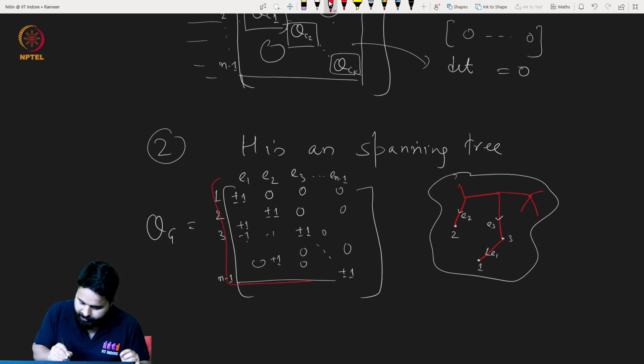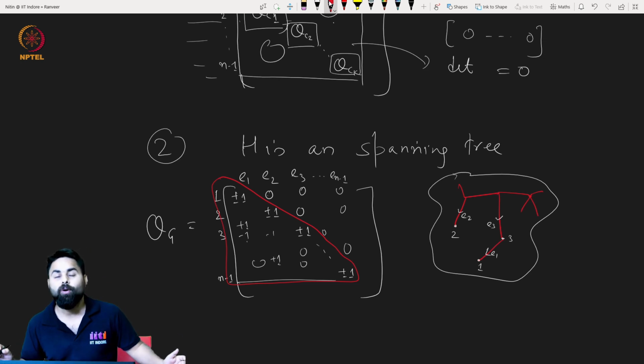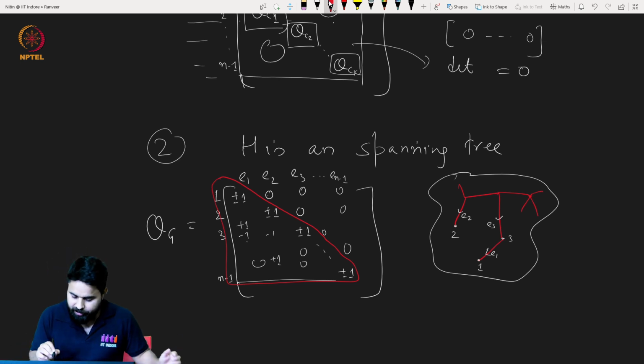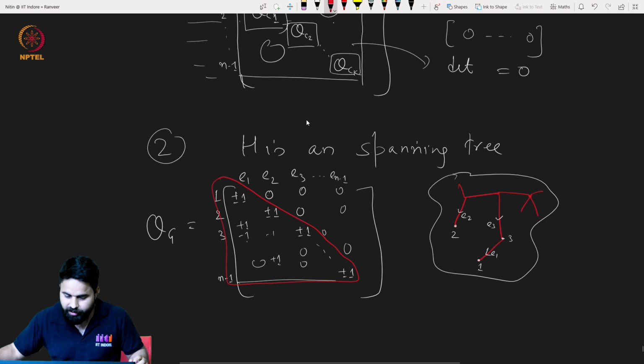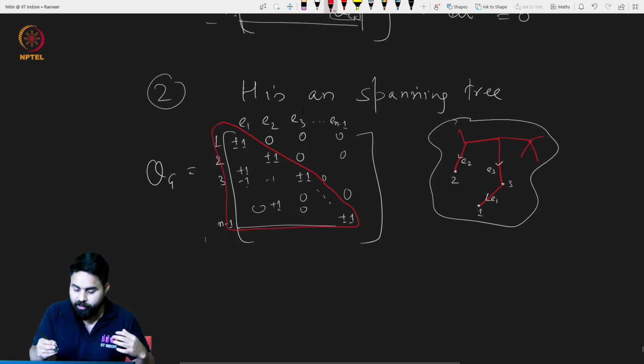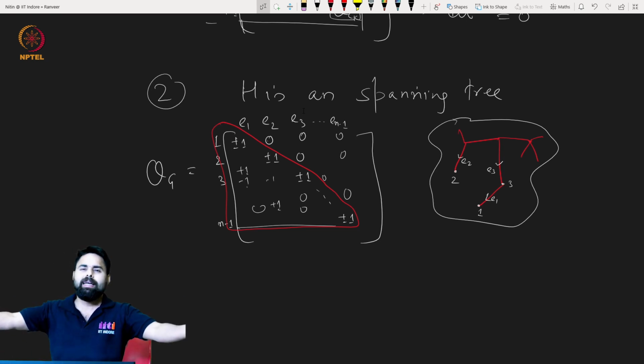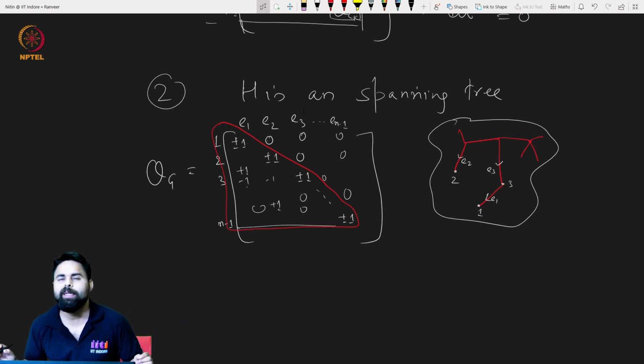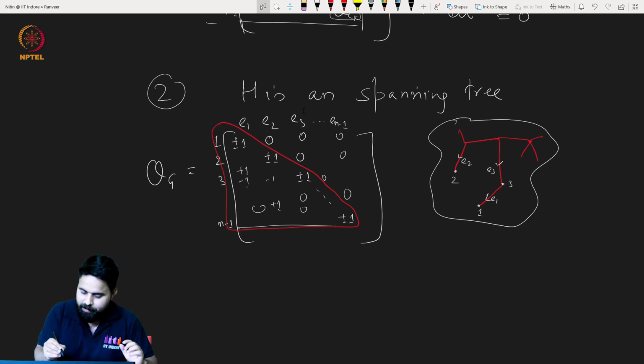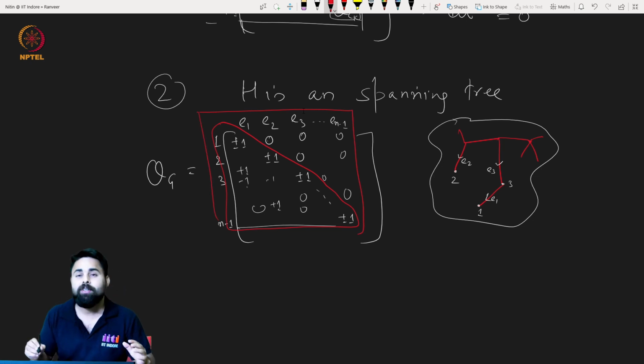If you see this part, this is a lower triangular matrix. We have to see that above the diagonal everything is 0. What will be the determinant of such a matrix? The determinant is nothing but the product of its diagonal entries. So the determinant of this bigger matrix is nothing but the product of plus 1s and minus 1s.